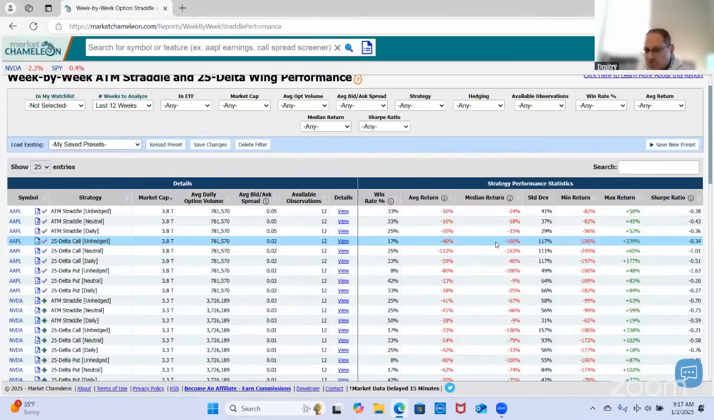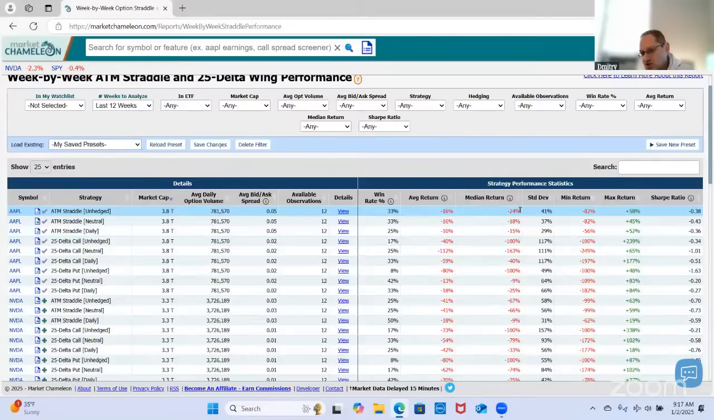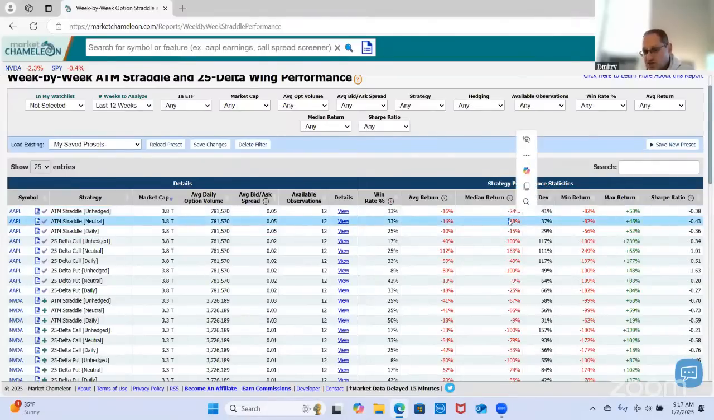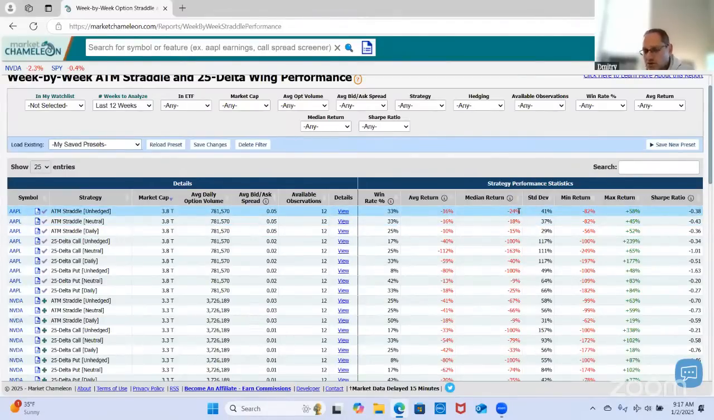So if we took 12 observations, sorted them highest to lowest, then took our data and sliced it in two, the best 50% and the worst 50% of returns, what is the number in the middle? That's what this is. Half of the observations were better than negative 24%, half were worse. So that shows us that yes, there's a slight skew to the upside, but it's still negative.